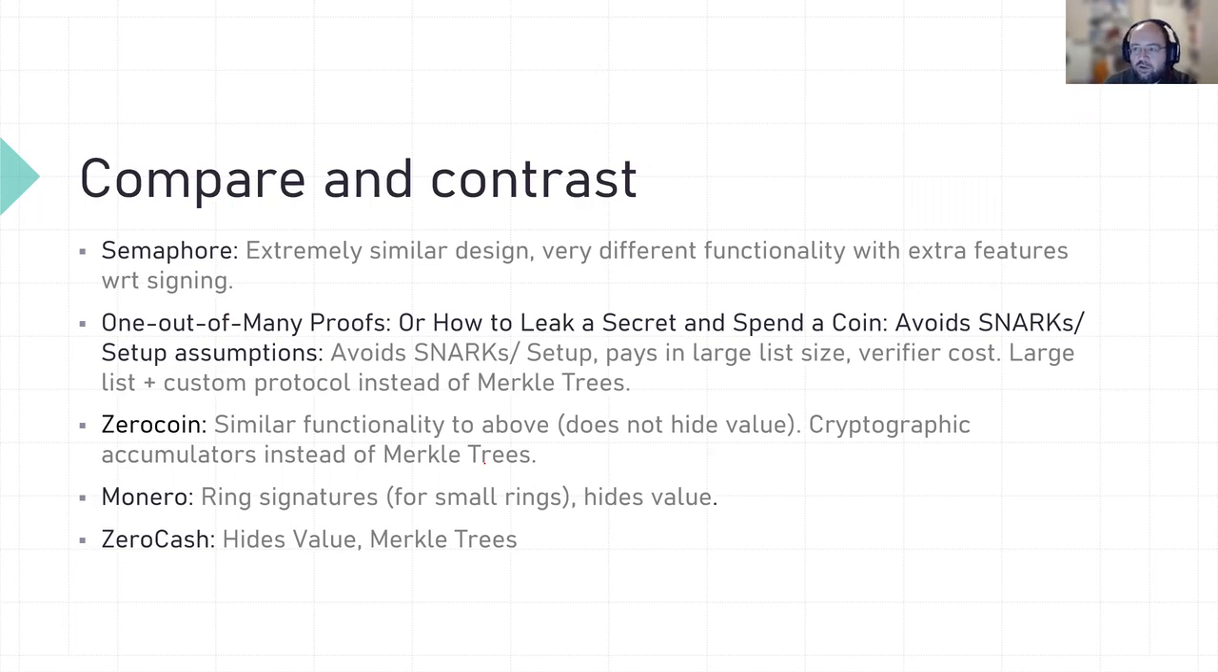Similarly, ZeroCoin also does the same thing. It uses accumulators instead of Merkle trees, but the end result is pretty much the same. A very different approach is Monero. It uses much smaller sets of people for privacy, but it also hides the value. And then we arrive at Zerocache, which hides the value and uses similar Merkle tree based design. So even though Tornado Cache is relatively new and most of these constructions are actually older, it's a very useful prism from which to examine a large number of designs that are out there.